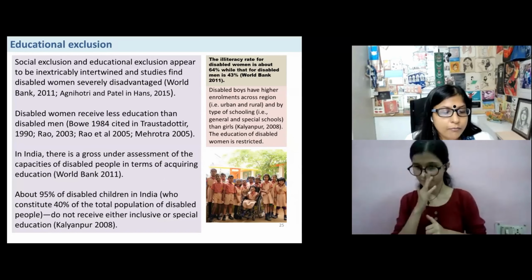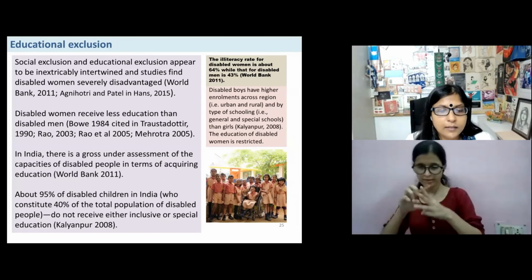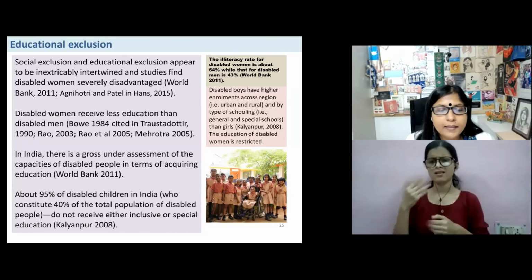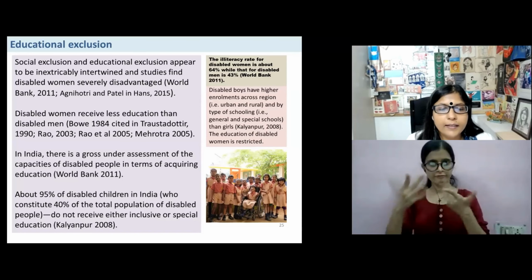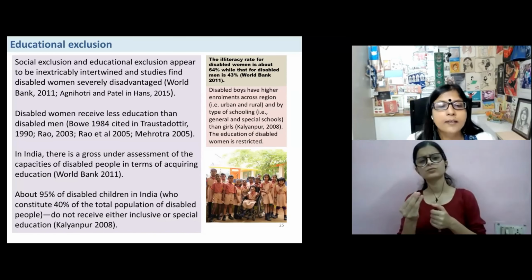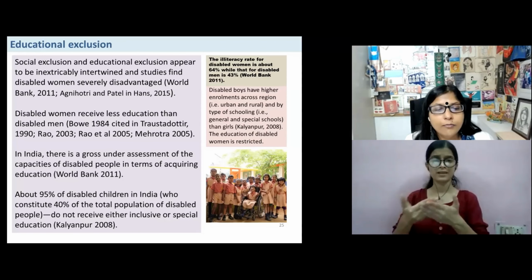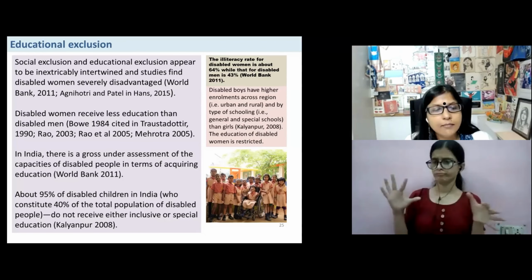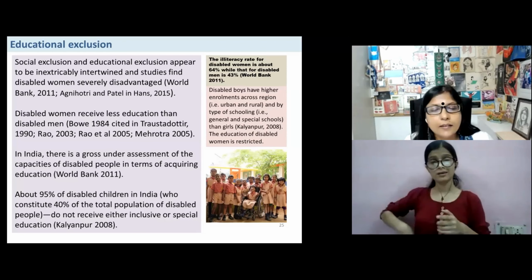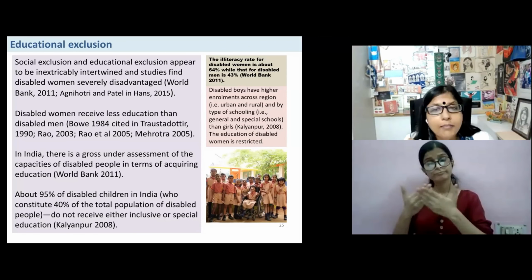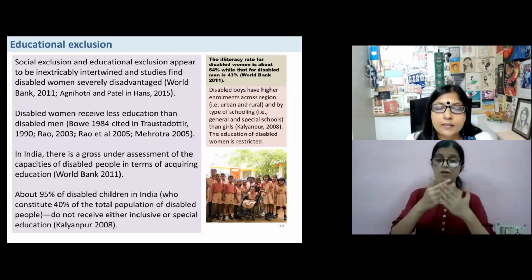Among my last 3-4 slides, one is about educational exclusion. And I've already mentioned some statistics earlier. Despite legislations and legal mandates, we find that there is extensive exclusion in terms of disabled women acquiring education. And of course, there's much data. One report on disabled women in Karnataka state indicated that the literacy rate of disabled women was 7%, as compared to a general literacy rate of 46% in the state.